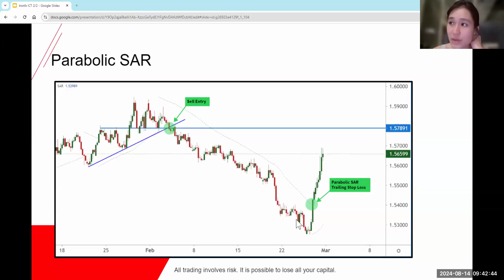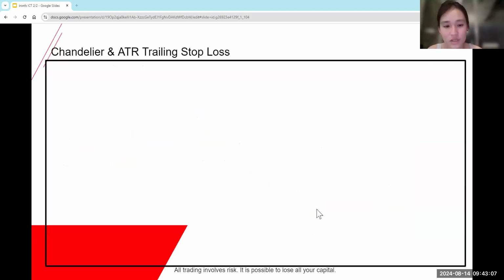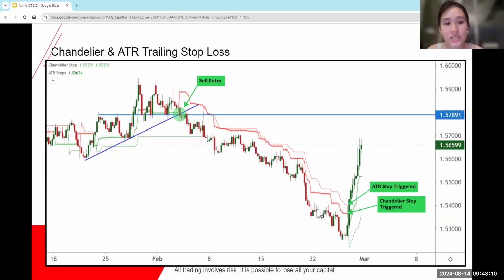Similar concept with the parabolic SAR. When price is moving above your indicator, it's a bullish signal. When price moves below it, it is a bearish signal. So price is moving below it, and once it moves above your parabolic SAR, then you can get out of the trade. It automatically gets you out of the trade. And lastly, chandelier and ATR on that same example: price is moving below, so it's a bearish signal. Once it moves above, your ATR and chandelier stop loss are both triggered and you get out of the trade.